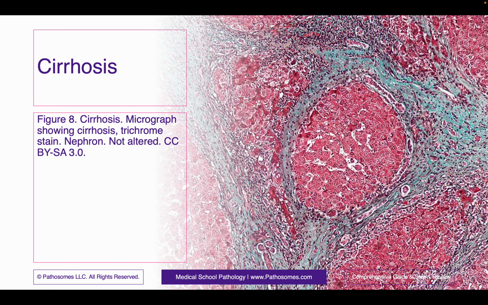And here we have a close-up of a micrograph showing cirrhosis. And you're going to need to know this, right? You should be able to recognize this because you will highly likely see this. And what stain is being utilized? The trichrome stain, right? With that bright blue of the fibers of fibrosis.